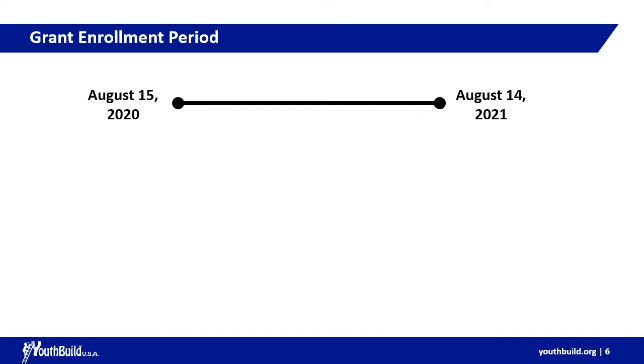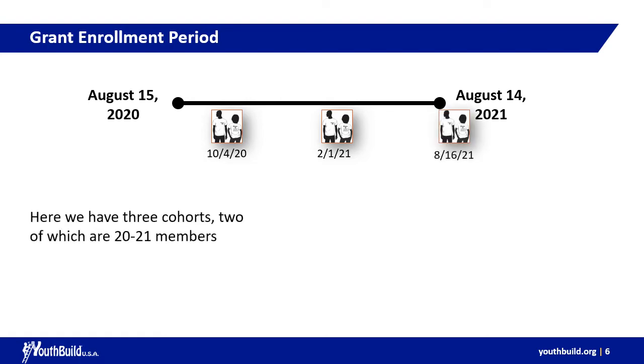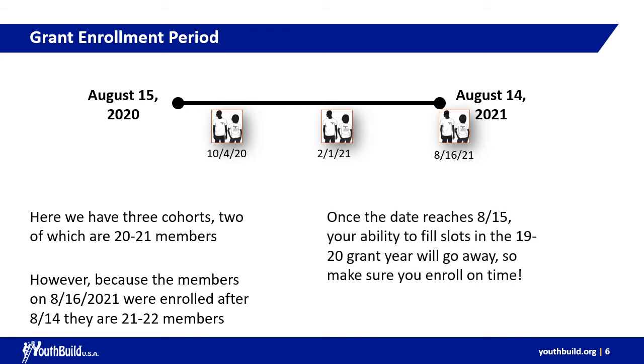Here we see our three-member cohorts again, only this time the last cohort is enrolled a few days later, on August 16th, 2021. Even if it was your intention for all these members to serve at the same time in the same grant year, the members enrolled on August 16th will belong to a different grant year than the members enrolled before August 14th, 2021. Once one grant enrollment period ends and a new one begins, your ability to fill slots in the previous grant year will cease, so make sure to enroll members on the day their service begins.